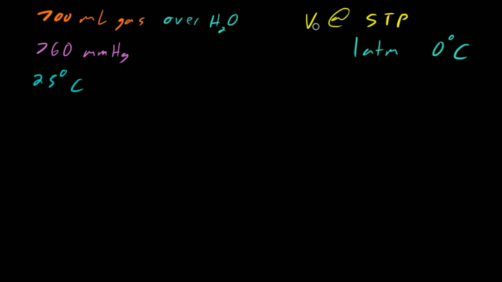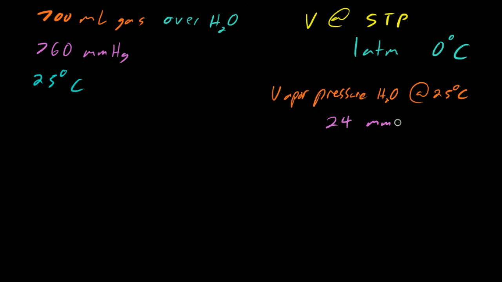And one other piece of information, if you're pausing the video to try to figure this out, that you will need is that the vapor pressure of water at 25 degrees Celsius is 24 millimeters of mercury. Okay, so let's get started on this.